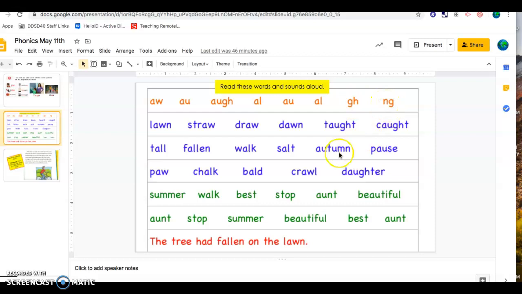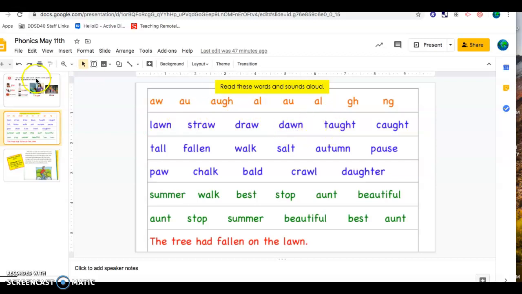So then on the blue, you're going to sound out the words if you don't know how to read them by just looking at them. So if I get to this word and I don't know how to read it by just looking at it, I start at the beginning and I go l, aw, n. Lawn, the word is lawn. Okay, so you'll read 1, 2, 3, 4 words that have the AW that says ah.